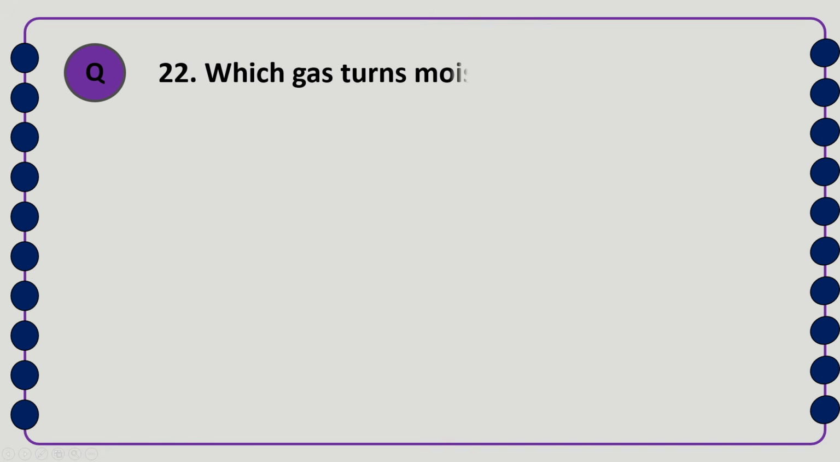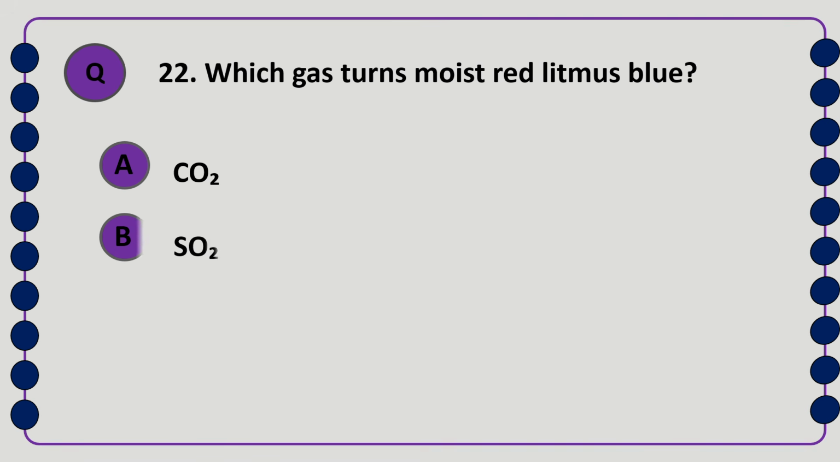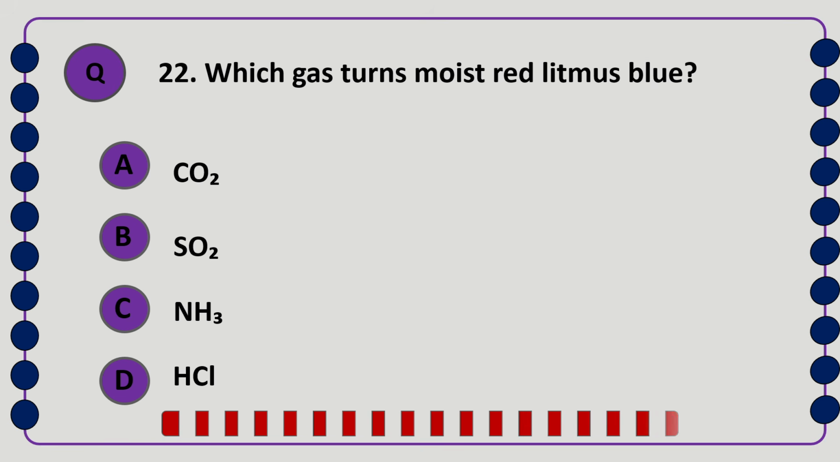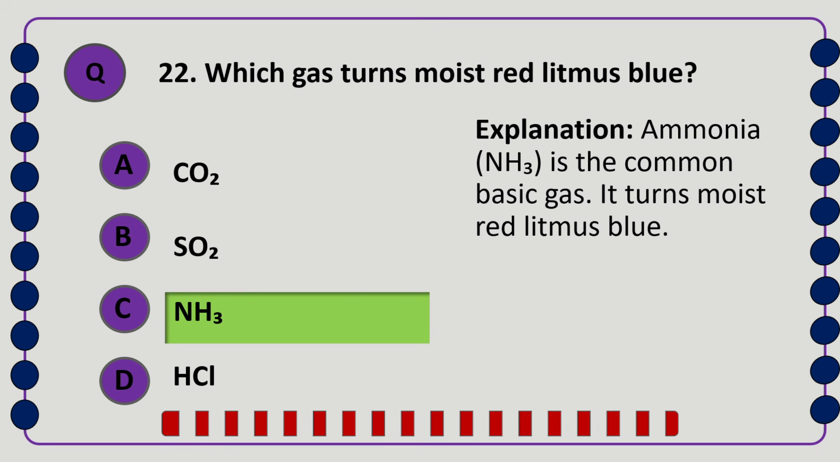Question number 22. Which gas turns moist red litmus paper blue? If it is red to blue, meaning it is a basic gas. So the options are sulfur dioxide, carbon dioxide, ammonia, and hydrogen chloride. Answer is ammonia, because amongst the options this is the only gas which is basic. The remaining gases given in the options are acidic. And you know red litmus paper turns blue when it is basic. Let us move to the next question.